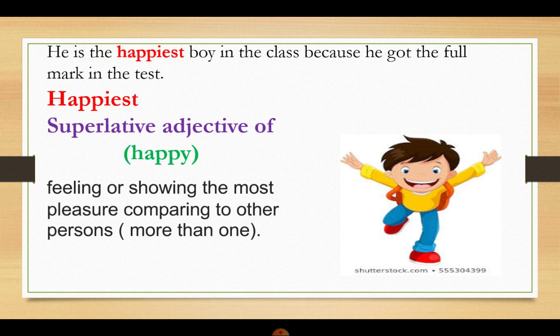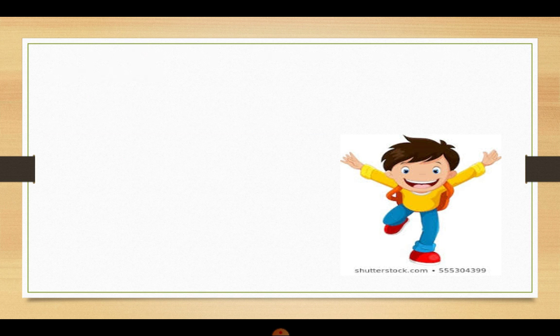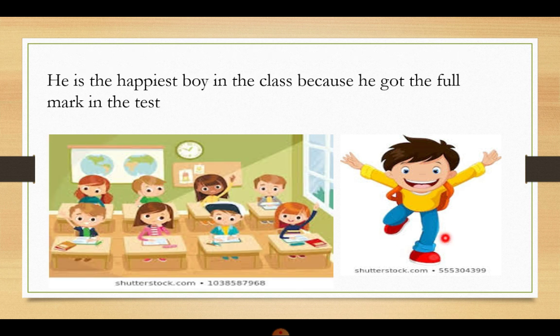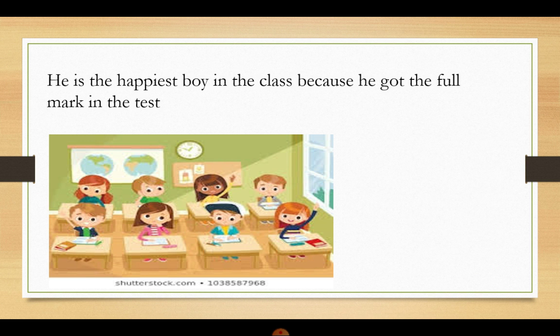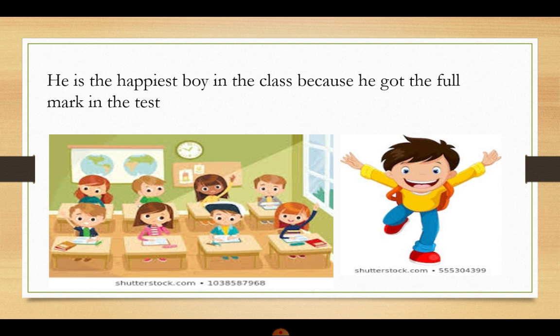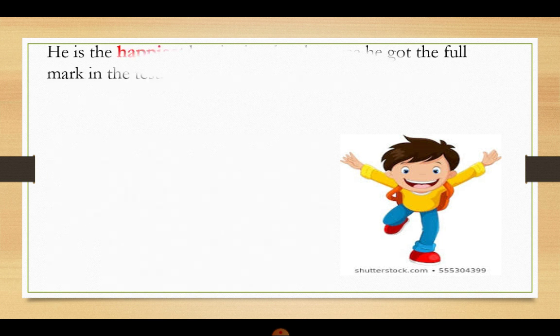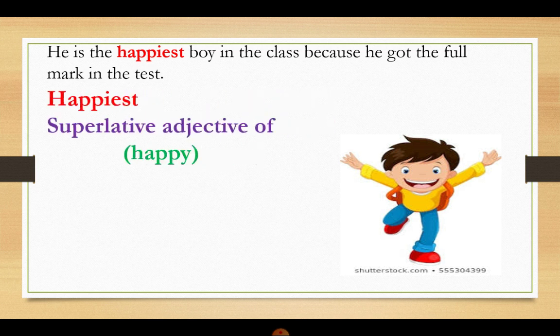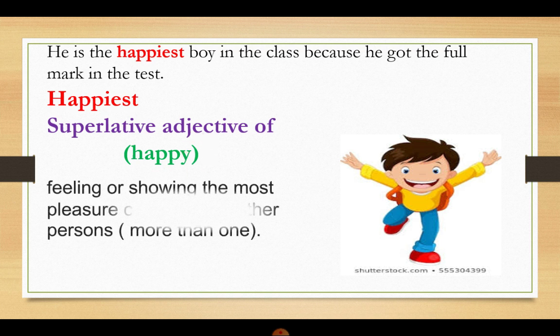And in this case, I make a comparison between one person and a group of persons. So in this case, my dear, it's a superlative. That's why I have to add est. But wait, there is another change happening to the base word. Yeah, as agreed, if it ends with Y, I change the Y into I, then I add EST.